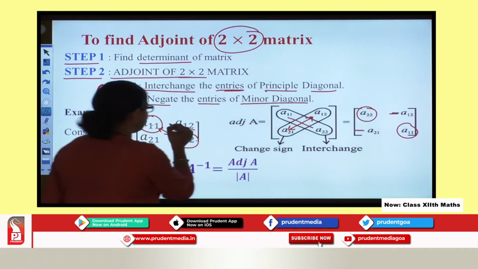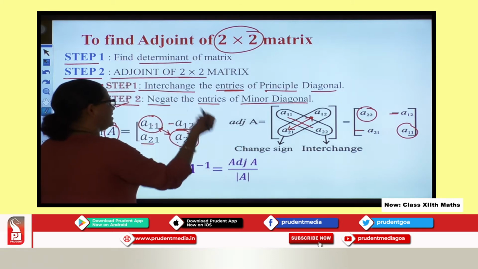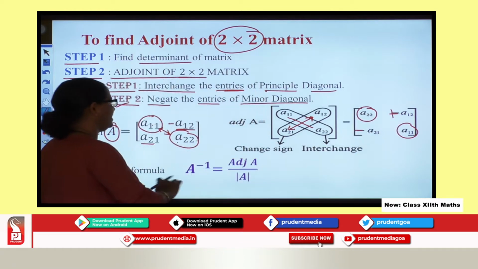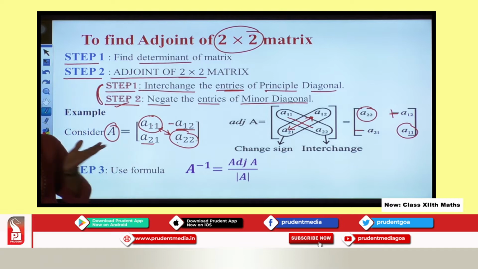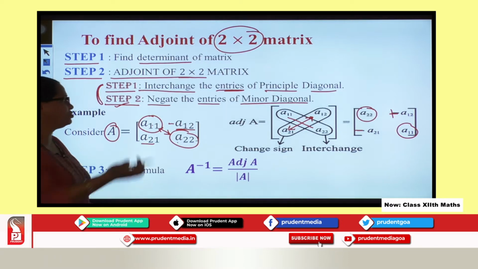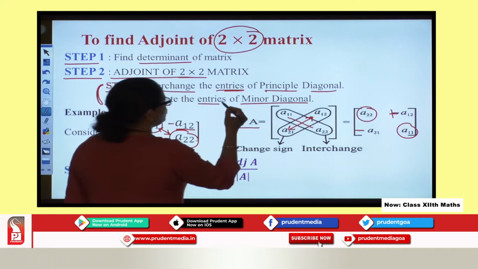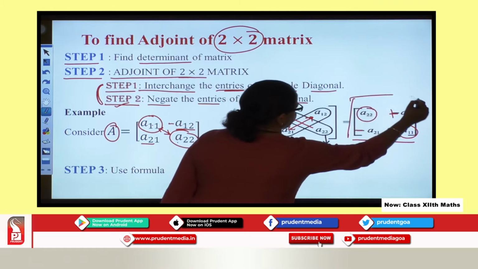So if this entry is negative, when I give a negative sign, negative will become positive. Are you understanding? Just negate it. If it is a negative term, you will get it as a positive term. So this is how you get the adjoint. So the adjoint of a 2 by 2 matrix you get directly, this way.